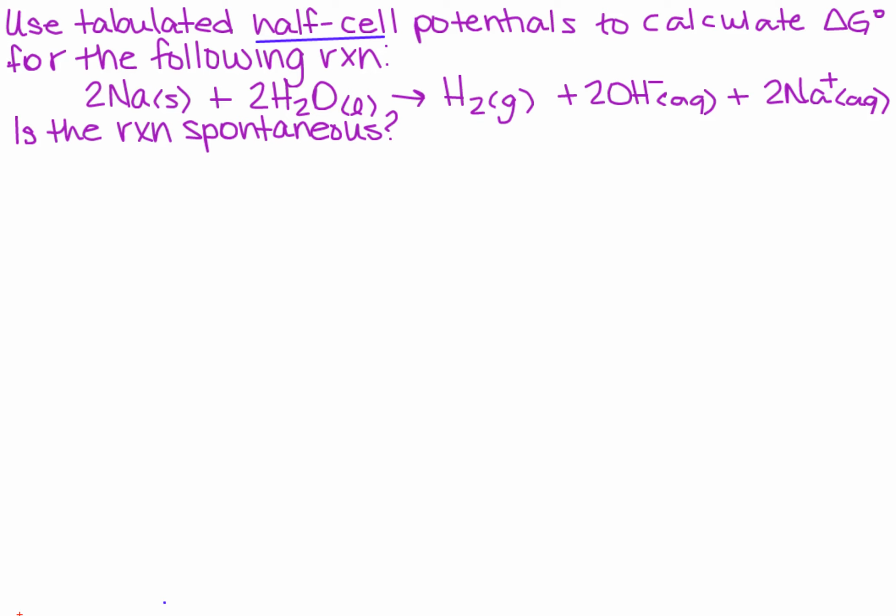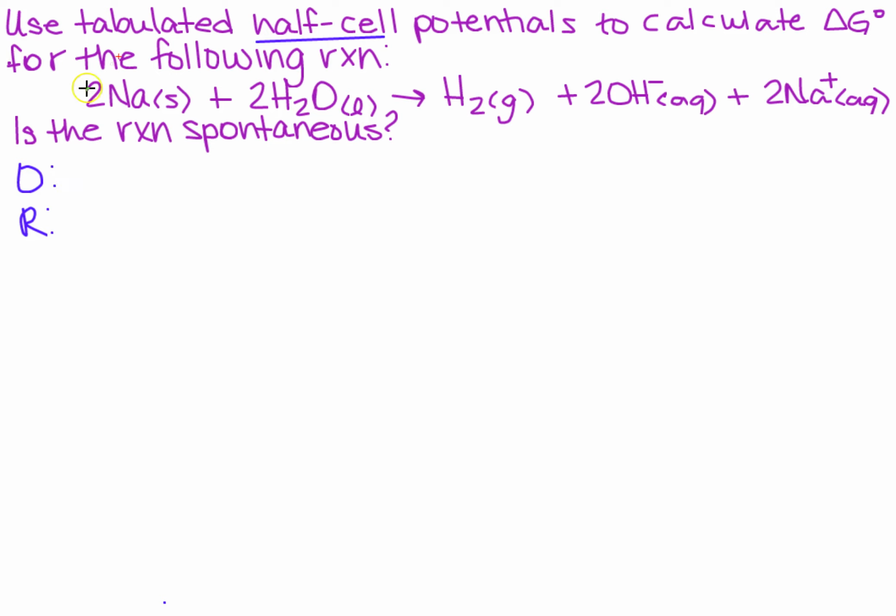Use tabulated half-cell potentials to calculate delta G for the following reaction. Is the reaction spontaneous? So I've underlined the half cell because that means that we're going to need to find what? Oxidation and reduction. So which element or compound is oxidized?